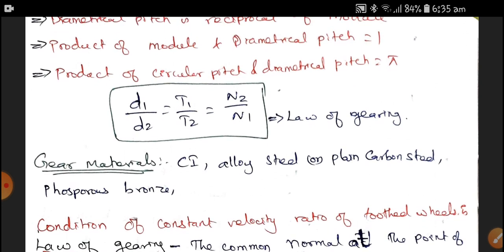Next, gear material. Most of the gears are made of either cast iron, alloy steel, plain carbon steel, or phosphor bronze, according to their application.